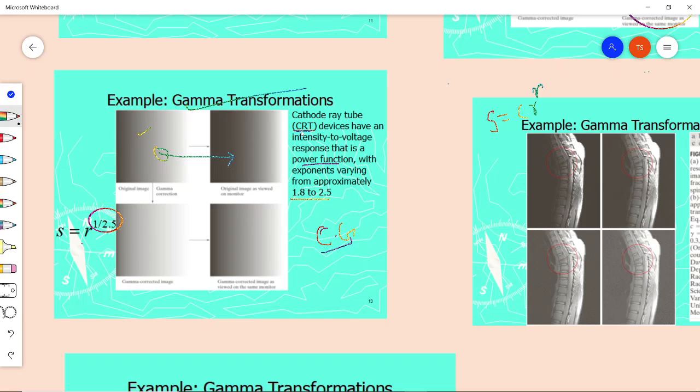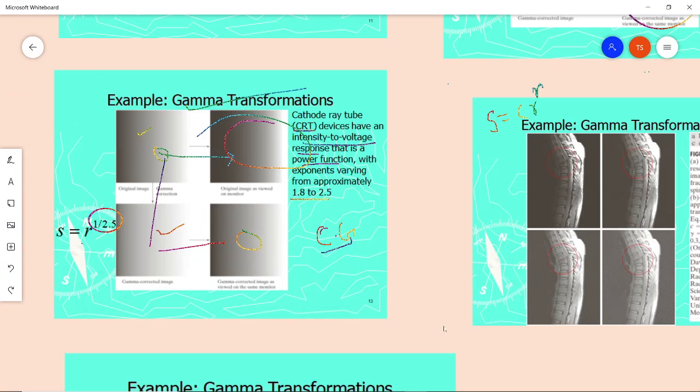So the CRT, cathode ray tube, is producing some intensity to voltage responses. For the input image, the intensity to voltage CRT is changing it, and we are viewing it in this way. And after applying gamma transformations with the gamma values 1.8 to 2.5, the power function 1 by 2.5, this is the output image originally, and this is what we are viewing on the monitor.